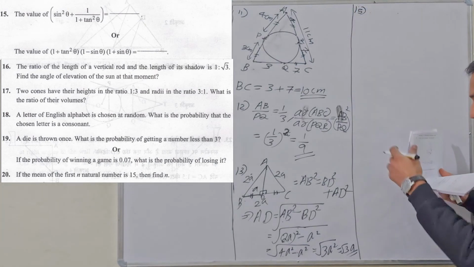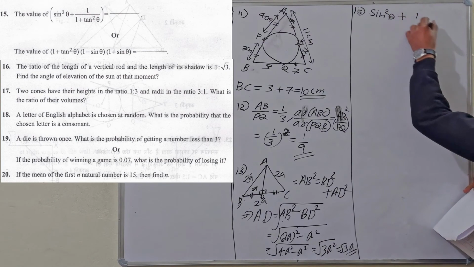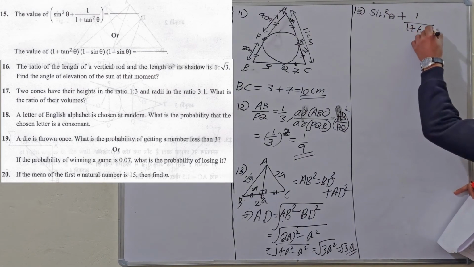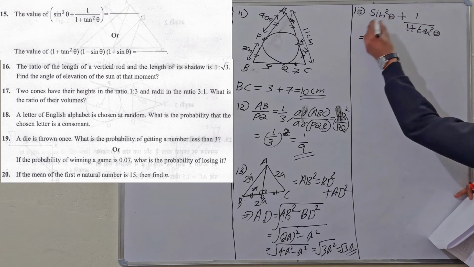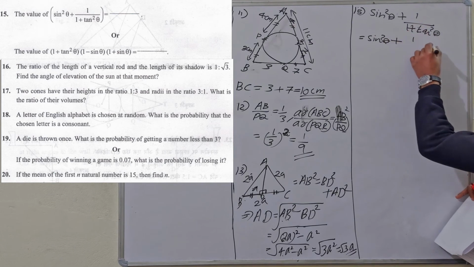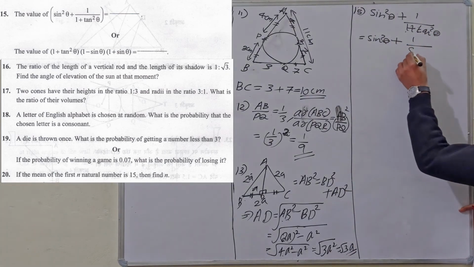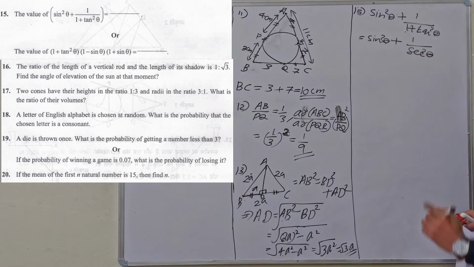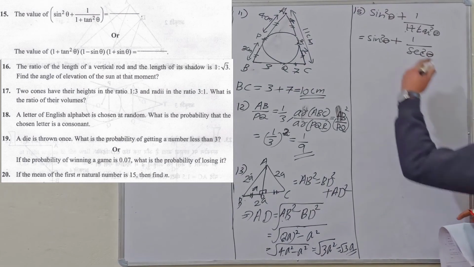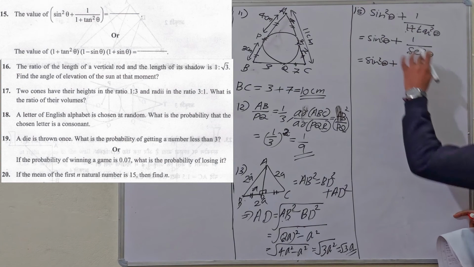Question number 15 is to find the value of sine square theta plus 1 by 1 plus tan square theta. Okay, that is what we have to get. So keep sine square theta as it is, plus 1 by 1 plus tan square theta. The identity is that 1 plus tan square theta is equal to sec square theta. That is the second identity we have learned in the chapter on trigonometry. So that is equal to sine square theta plus the reciprocal of sec square theta.